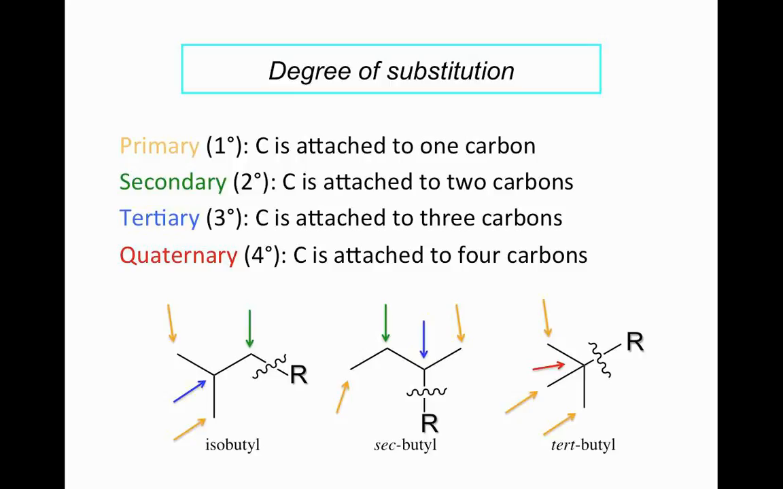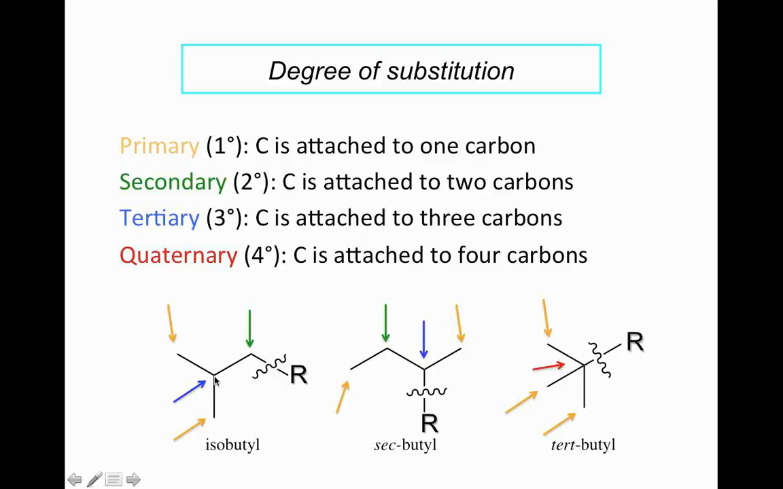At the bottom of the slide, I've indicated with color-coded arrows the degree of substitution for each carbon in the 3 substituents you see listed. Down here in the isobutyl group, the yellow arrows indicate the 2 primary carbon atoms. This methyl group is attached only to 1 carbon. So too this methyl group is attached only to 1 carbon. In green, we see that this CH2 group is attached to this carbon here, as well as the carbon that's in the alkyl group coming off of it, making it secondary.